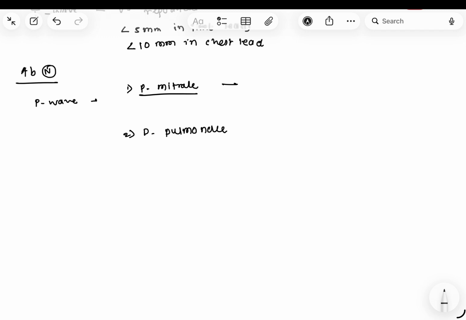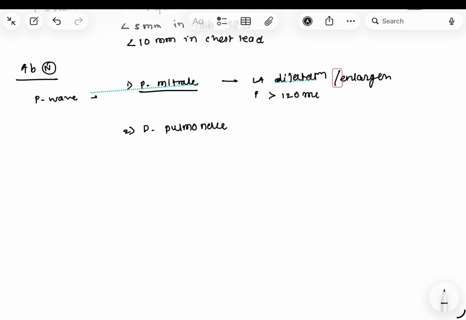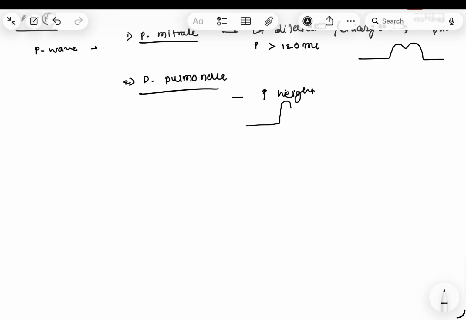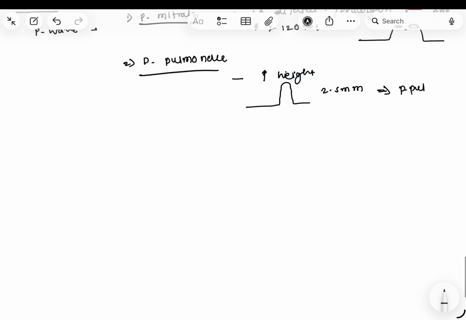So where do we get P mitrale? We get it in left atrial dilatation or enlargement. When the P wave is more than 120 milliseconds, we call it P mitrale. Also we can get a notched P wave. And what about P pulmonale? It is an increase in height. Whenever there is a height of more than 2.5 millimeter, we call it P pulmonale. And where do we get this? We get this in pulmonary artery hypertension, right?